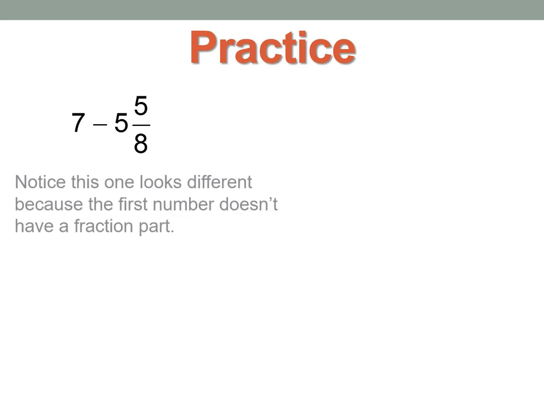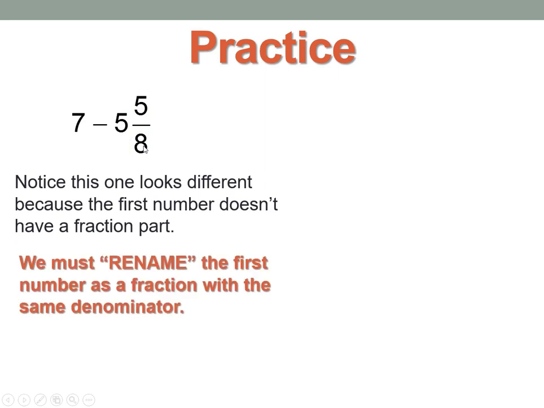All right, let's get some practice. So this one looks a little bit different, right? This 7 isn't a fraction, but we can make it into a fraction. You can always make a whole number into a fraction. You can write it 7 over 1, but we also want to make the denominator 8, right? We want to get common denominators. So what we can do is rename the first number as a fraction with the same denominator.